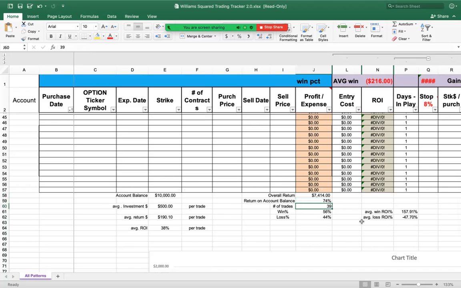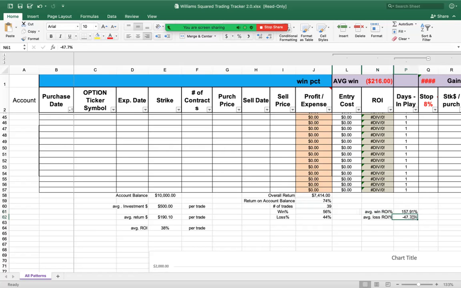The number of trades I did was 39. The win percentage was 56%. Loss percentage was 44%. So I profited on more than half the trades, which is also good. The average ROI on my winning trades, my profitable trades, was 157%, 158 if you round up. But the average return on investment on my losses was 47%.